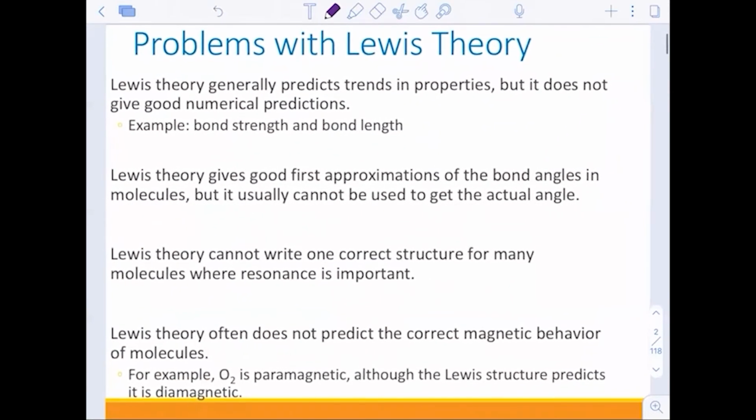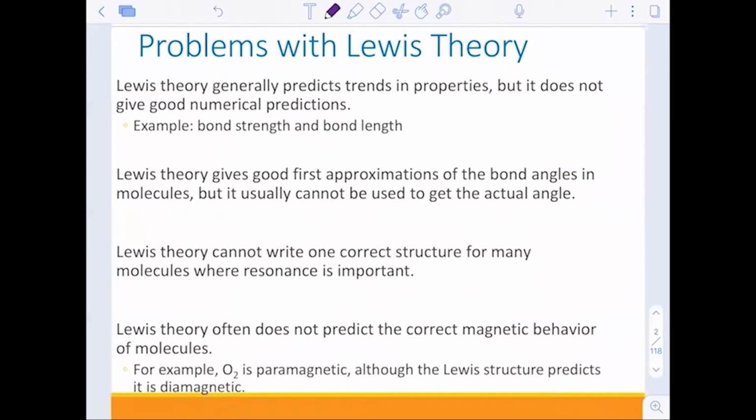First, we'll talk about the problems with Lewis theory. Lewis theory generally predicts the trends and properties, but it does not give a good numerical prediction such as bond length and bond strength, right? It's a good idea to be able to approximate, but it doesn't always work. Lewis theory gives a good first approximation of bond angles in molecules, but cannot be used for the actual angle.